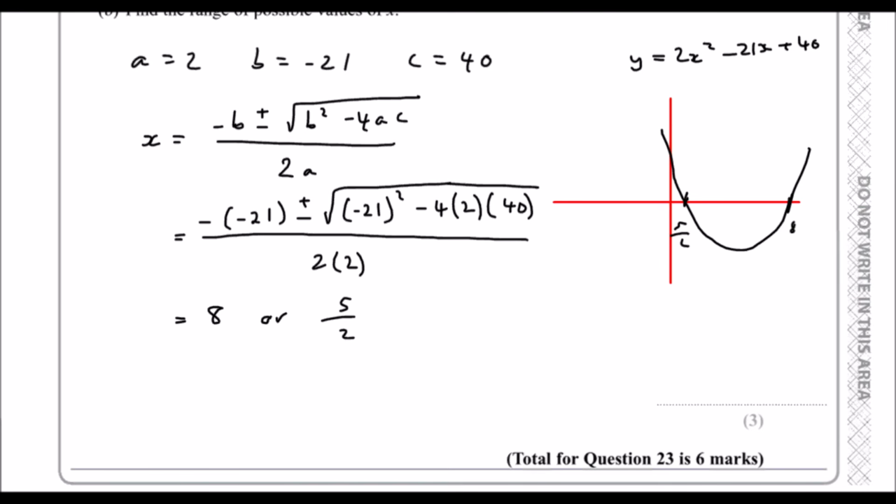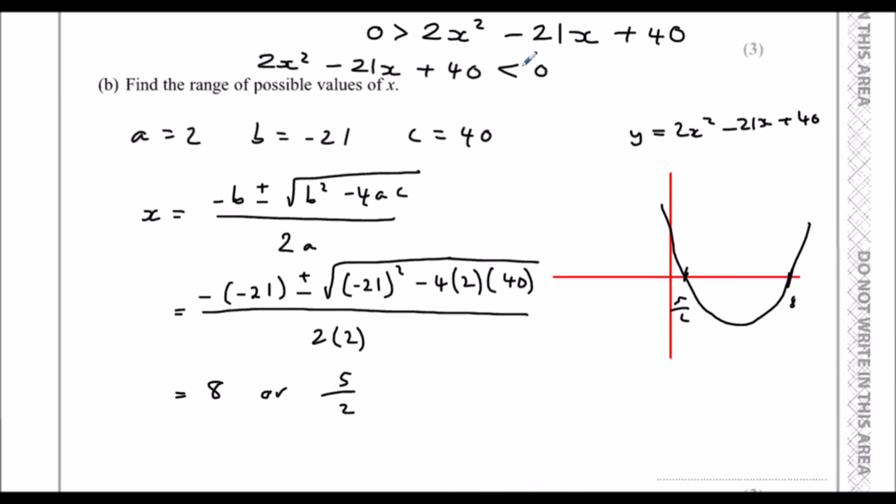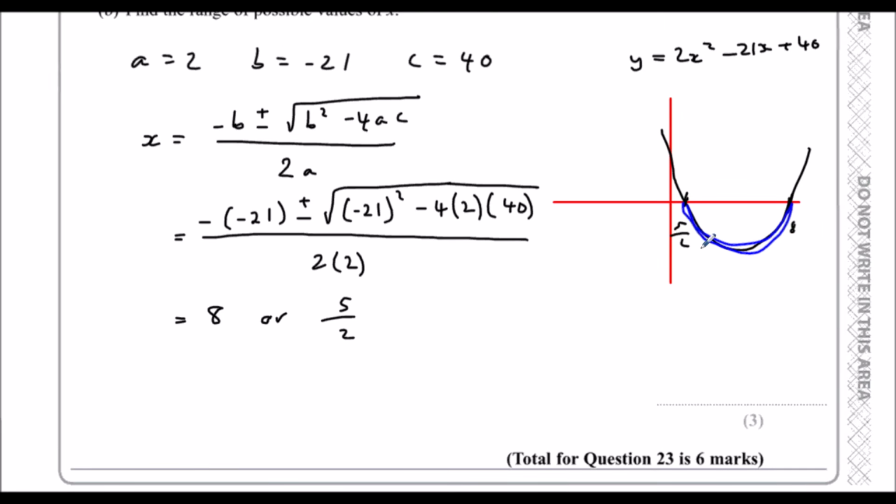But we want to know where it is less than 0. So where is it less than 0? Where it's underneath the x-axis is in this section. It's less than 0 here, which means it's in between 5 over 2 and 8. So x is bigger than 5 over 2, but less than 8, in between 5 over 2 and 8. That's our answer.